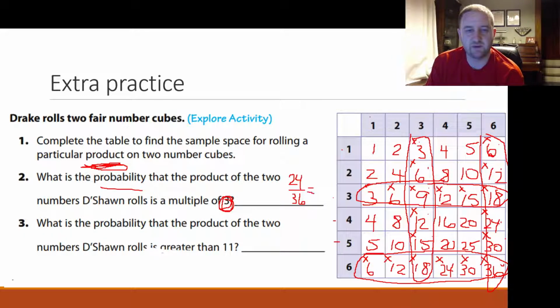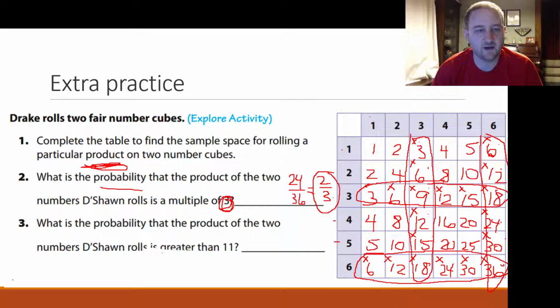This can be reduced, right? So 24 and 36 can both be divided by 12. 24 divided by 12 is 2. 36 divided by 12 is 3. We have a 2/3 chance of rolling a product of, or a multiple of 3.